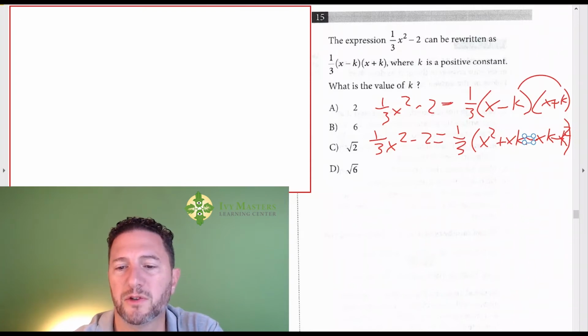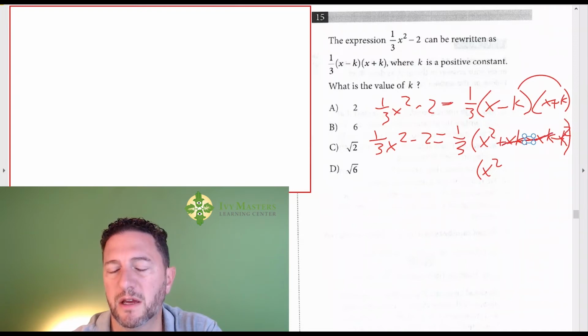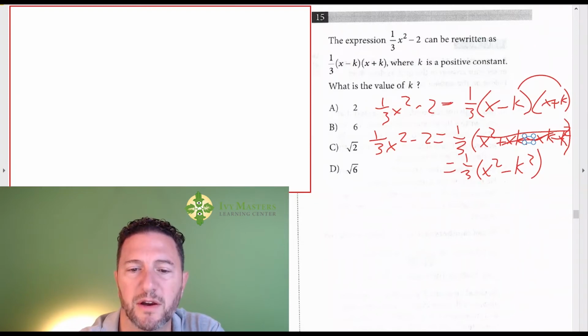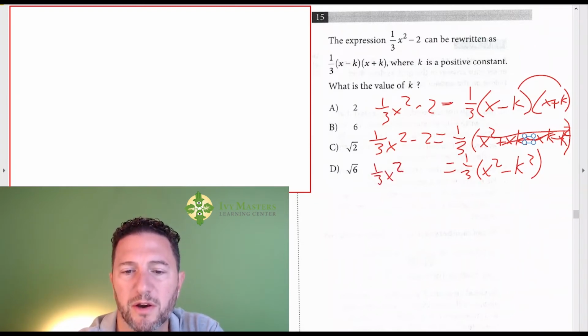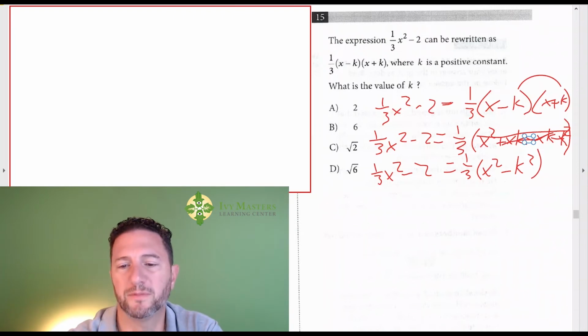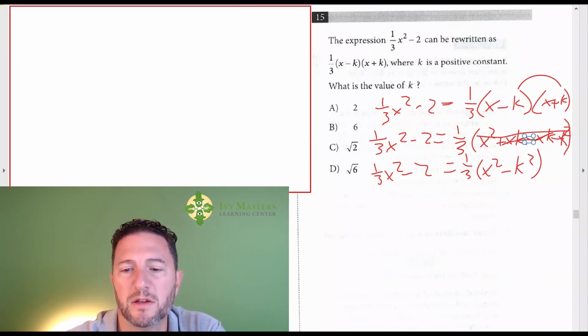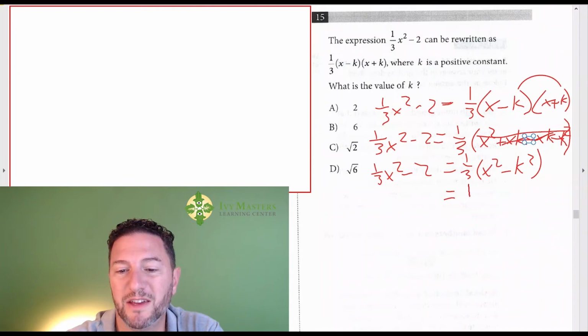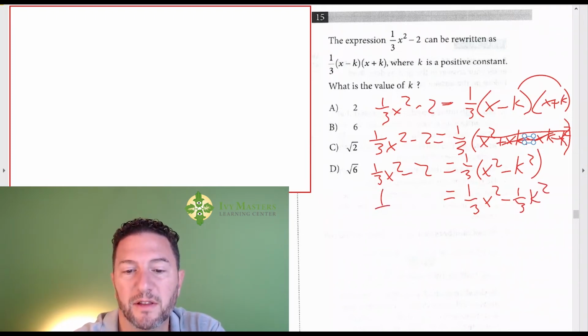And then we're going to combine these middle two terms. So x squared, negative xk plus xk, those are going to cancel, and you get x squared minus k squared. You don't have to write that step at all if you are well versed with difference of squares. So we've got 1/3 x squared minus 2 equals 1/3 times a quantity x squared minus k squared. You've got to make sure on this right side that you distribute the 1/3: 1/3 x squared minus 1/3 k squared. And the left side I'm just going to copy as is.